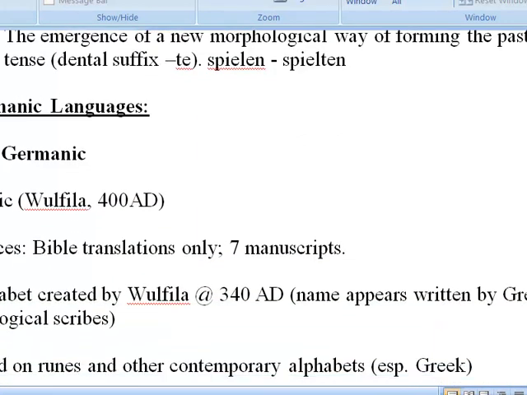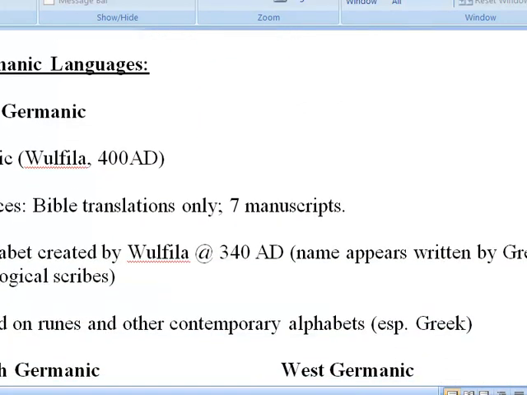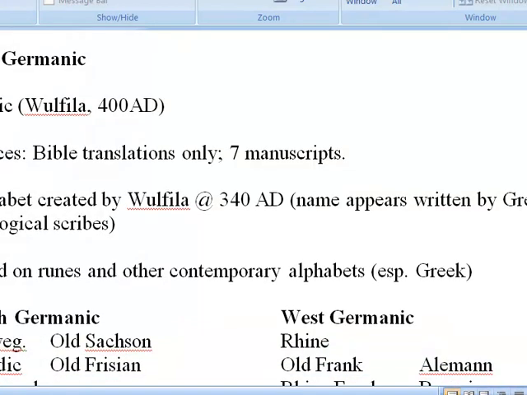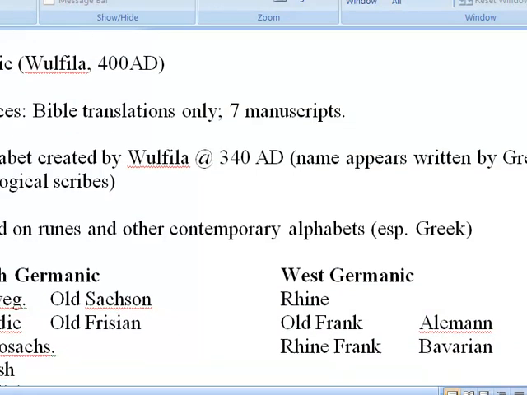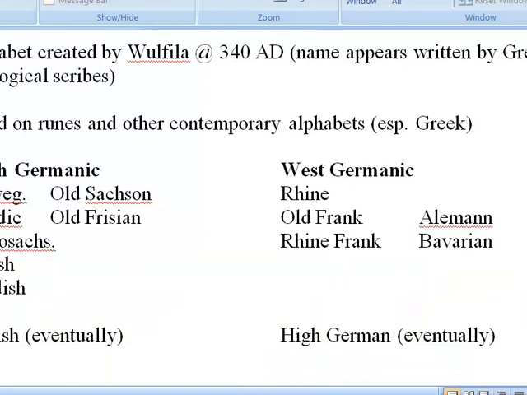In the Germanic languages there are 3 families, and I'll just touch on these briefly. Eastern Germanic, the only one we have left of that is Gothic, and it's from a Bible translation from around 400 AD, from a man named Wulfila. And the other groups are the Northern Germanic group, so Norwegian, Icelandic, Anglo-Saxon, Danish, Swedish, and eventually English, and the West Germanic, which are Rhine, Old Frank, Alemannic, Bavarian, specifically from southern Germany, and that eventually becomes High German.